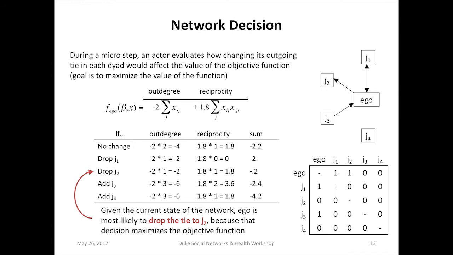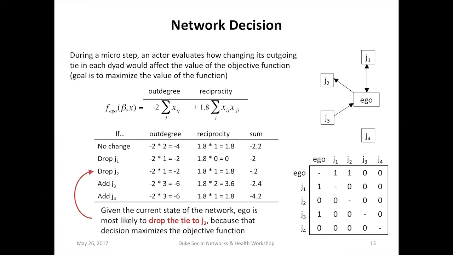So we can work out the math here. If ego makes no change, then ego has two ties. Our current parameter estimate is -2. That's going to contribute -4 to this function. Ego currently has one reciprocated tie, so we multiply that times the current estimate. We get 1.8. Sum that up, and the current network is contributing -2.2 to this function. Now, on its own, that -2.2 is really meaningless. It only becomes meaningful when we start to consider other possible options.